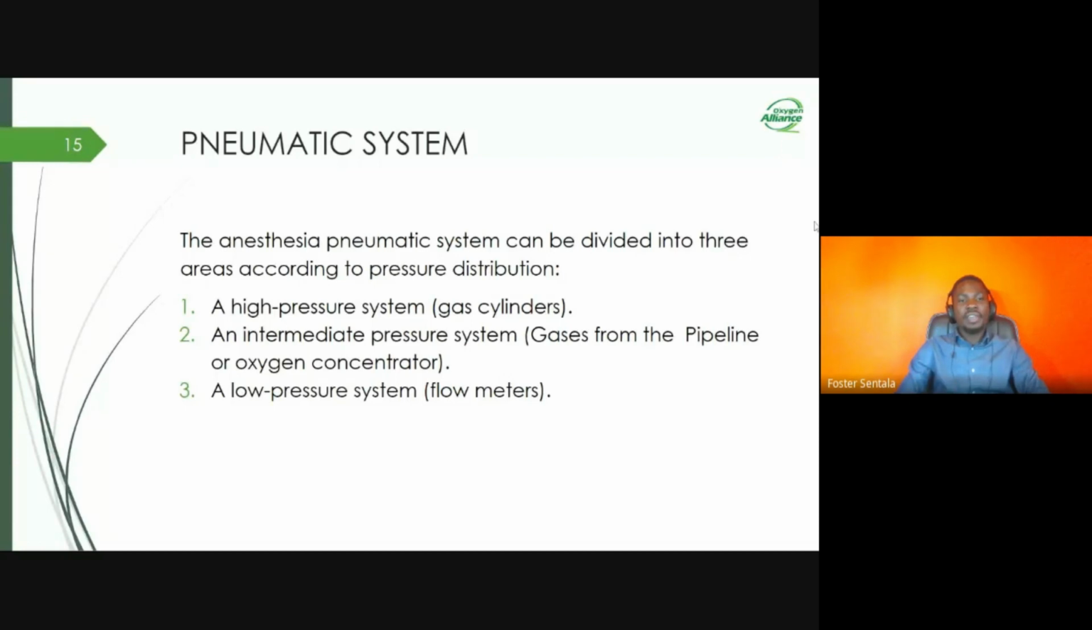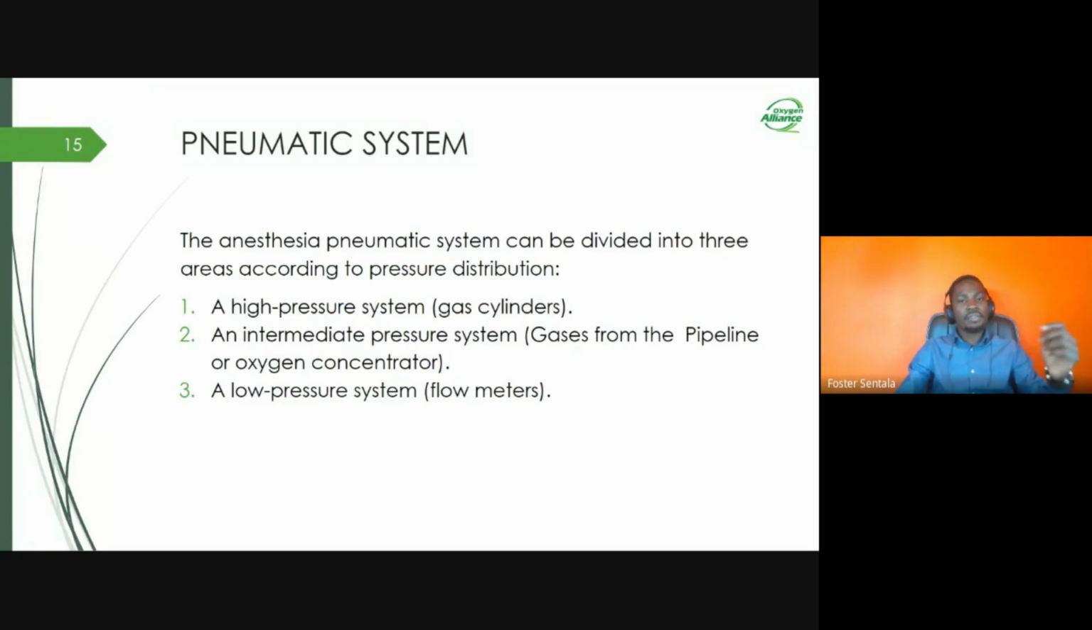I have also divided the pneumatic system into 3 categories based on pressure distribution. So the first part is where you have a high pressure system. This is covering all the parts that are accessible to the cylinder pressures. So if you're dealing with cylinders, you are working with high pressures. So all the parts that are accessible to the cylinder pressure are categorized into the high pressure systems.